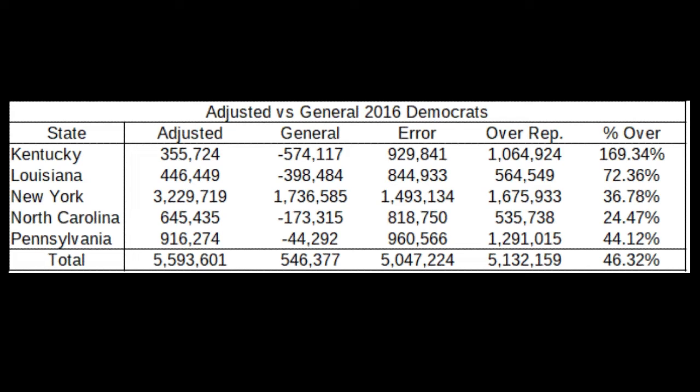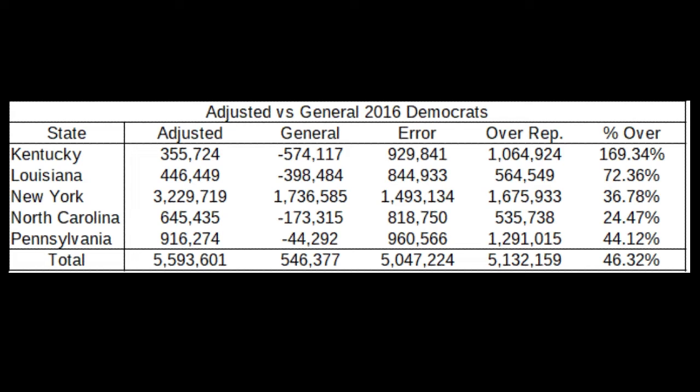The overrepresentation is how many registered Democrats there were in comparison to how many turned out. In this case, over 1 million registered Democrats did not vote for their party. They were overrepresented by about 170%. Jumping to the totals, although Democrats had 5.6 million more registered voters, they still lost 4 out of 5 states, and end up with only a net positive of 546,337 votes. They were on average overrepresented by 46%.